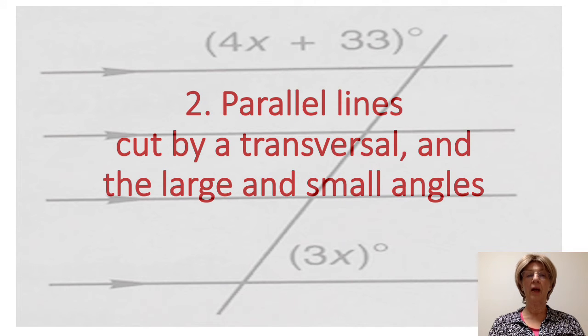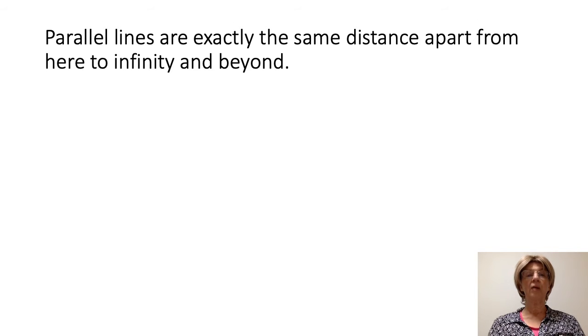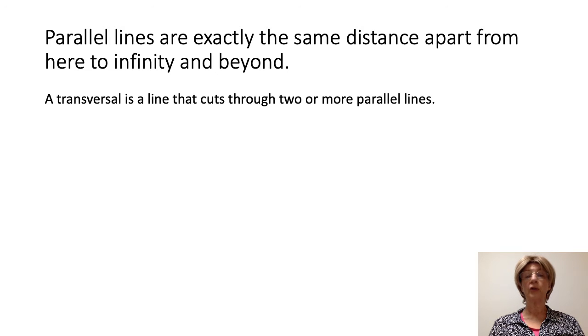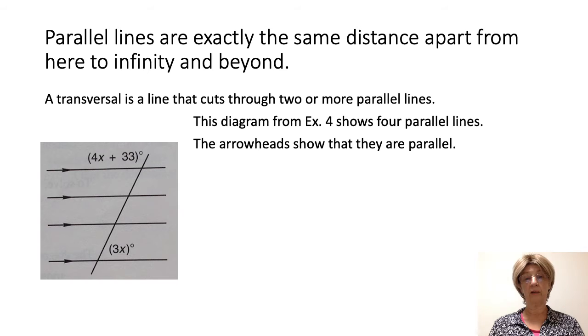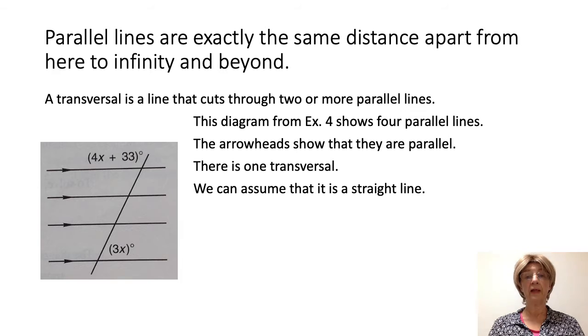Number 2. Parallel lines cut by a transversal and the large and small angles. Parallel lines are exactly the same distance apart from here to infinity and beyond. A transversal is a line that cuts through two or more parallel lines. This diagram from example 4 shows 4 parallel lines. The arrowheads show that they are parallel. There is one transversal. We can assume that it is a straight line.